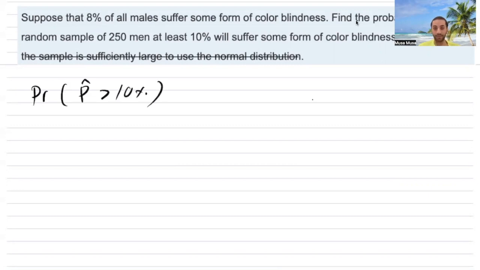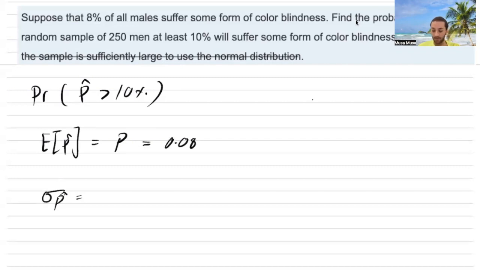So we're trying to say, what's the probability that p hat is greater than, it says at least 10%, so greater than 10%. Because this is going to be approximately normal, we have to find the expected value of p hat, and the standard deviation of p hat. Every time you do this question, I want you to derive it so that you remember it. The expected value of p hat is just going to equal p, which is 8%, so 0.08. And then the standard deviation is going to equal the square root of p(1 minus p) over n, all within it.